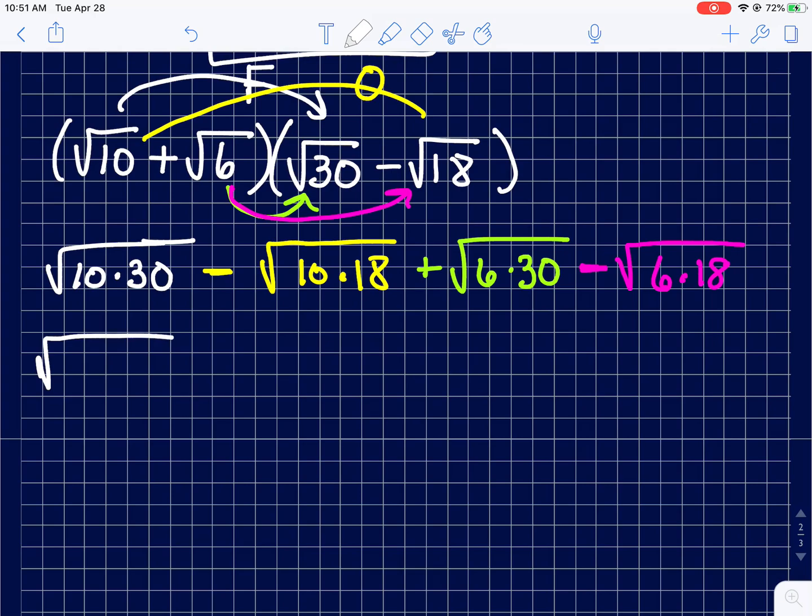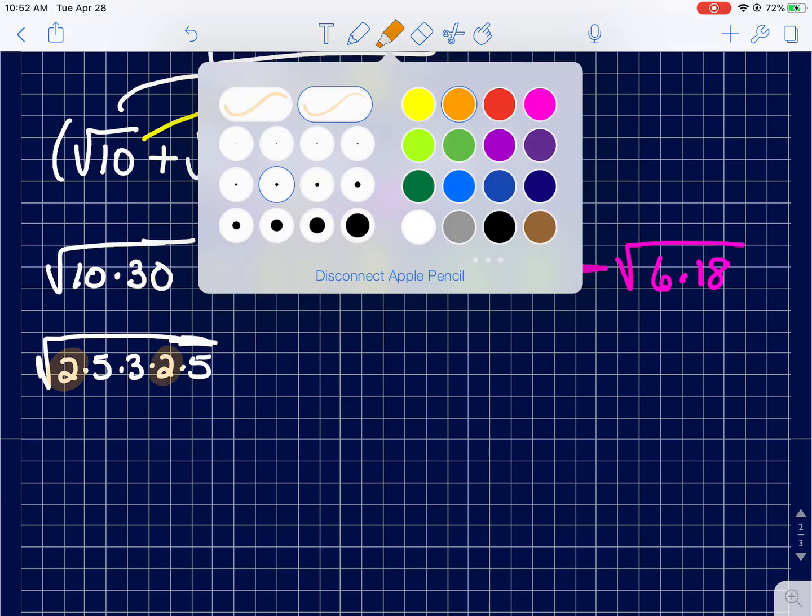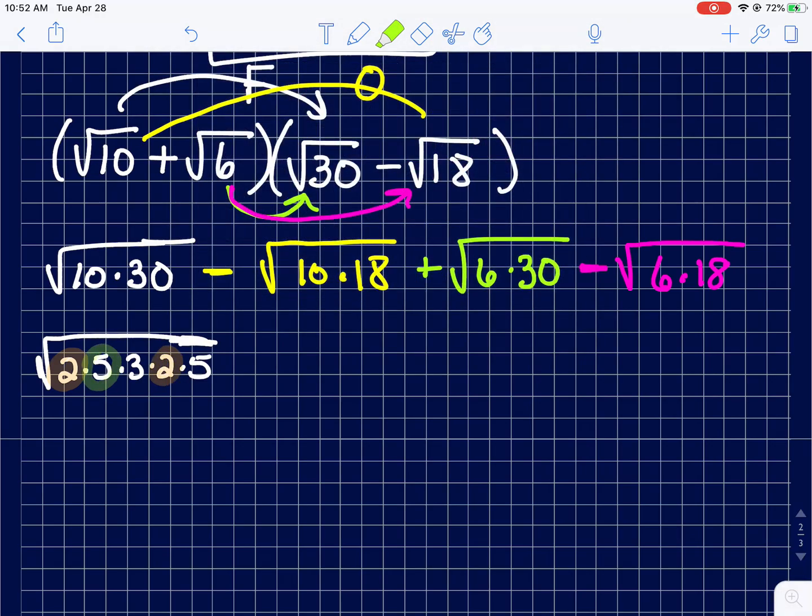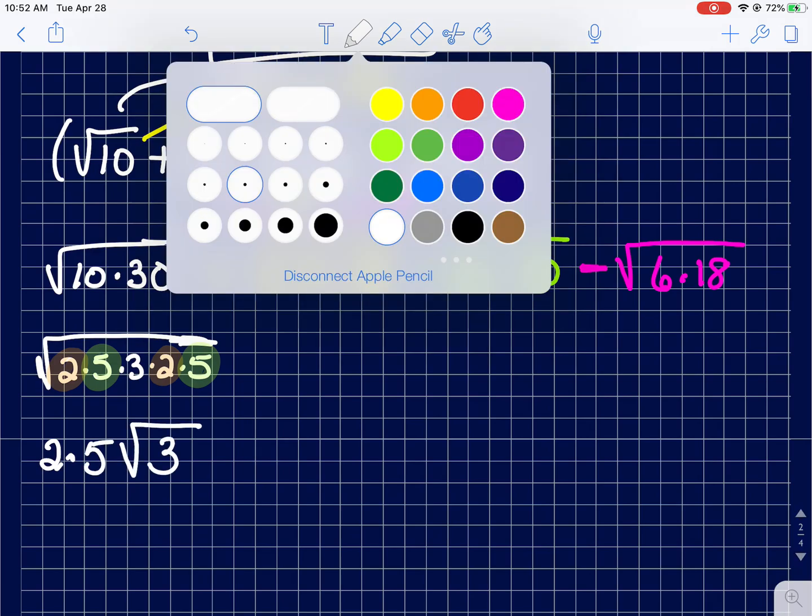Let's prime factor that. So that's 2 times 5 times 3 times 2 times 5. Again, what can come out of that is a set of 2's and a set of 5's. So what we're left with on the outside is 2 times 5, and on the inside is a 3. Okay, let's go to our second term.